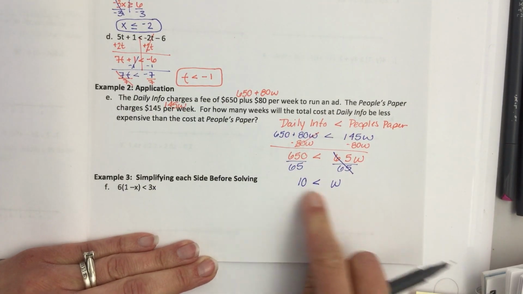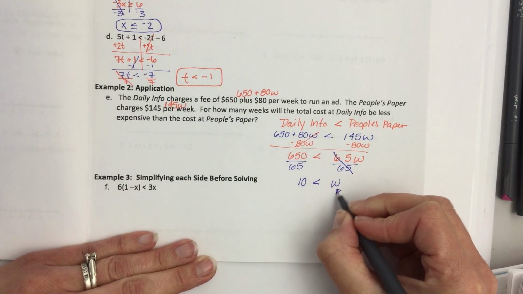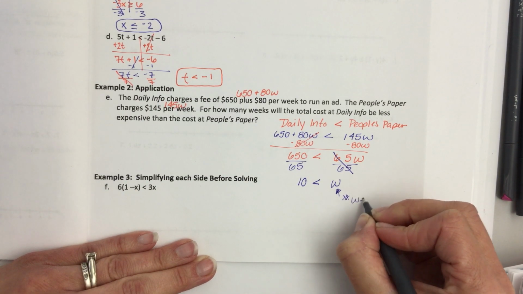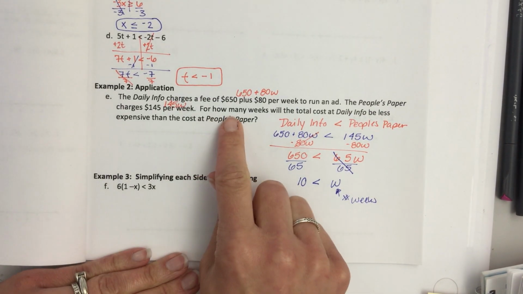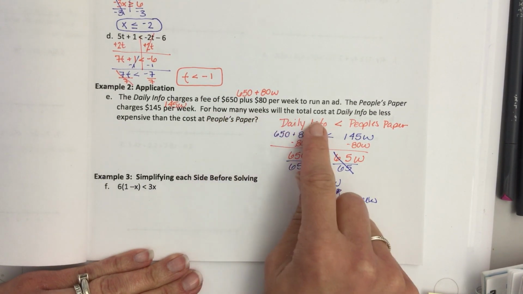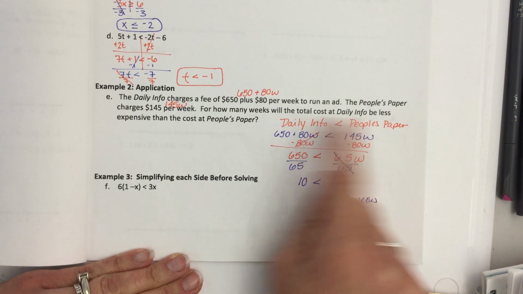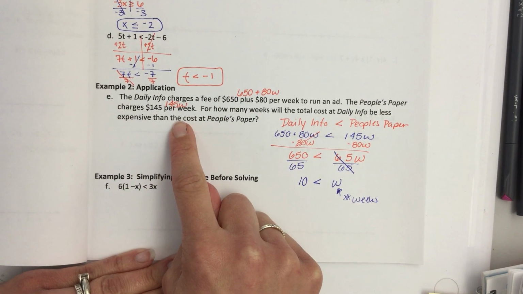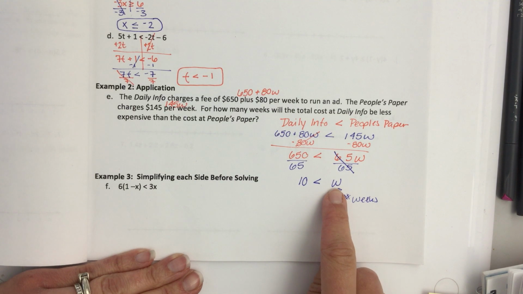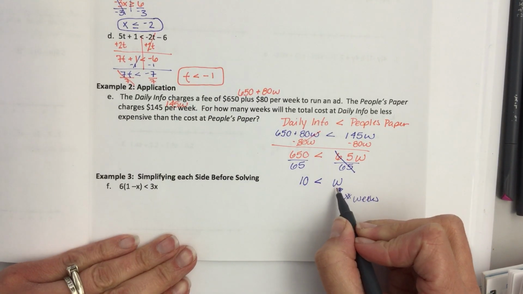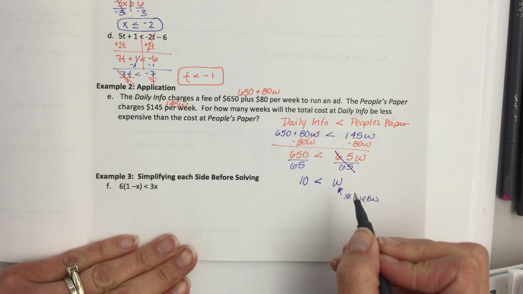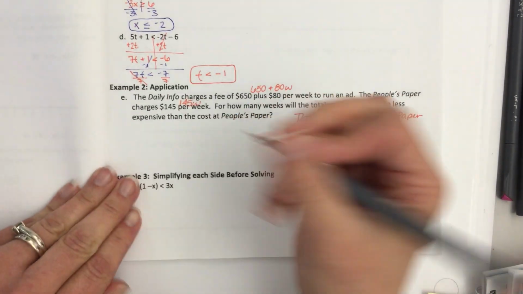And then you can kind of ask yourself, well, what does W stand for? W stands for the number of weeks. And so when you answer this question, for how many weeks will the total cost of the daily info be less expensive than the cost of the People's paper? So it will only be less expensive when you have over 10 weeks. Not equal to 10 weeks, but you have to kind of ask yourself what numbers will make W true, and it's 11, 12, 13, 14, that type.